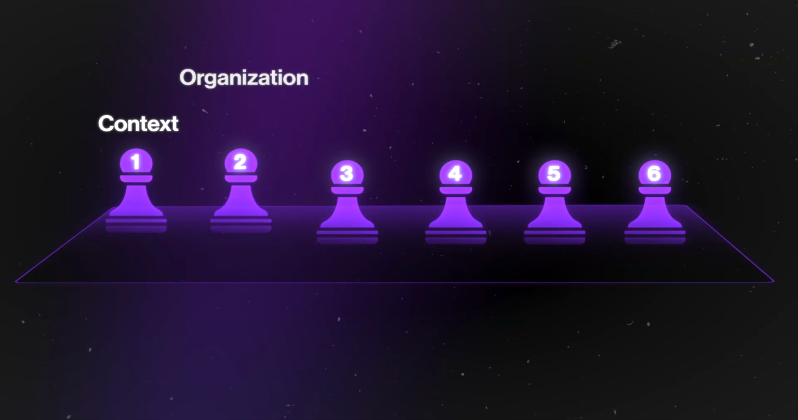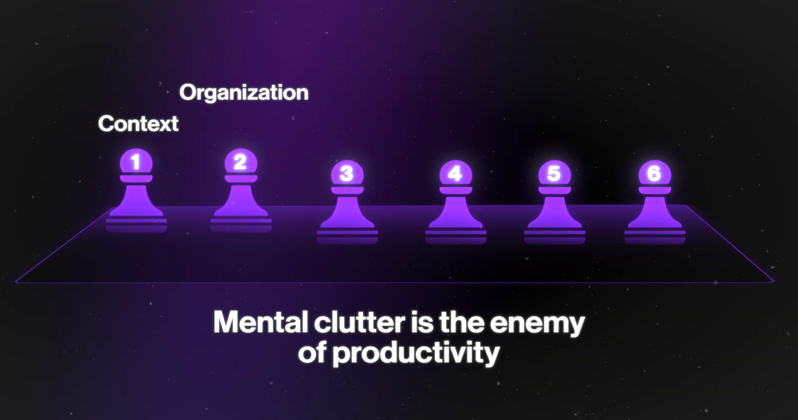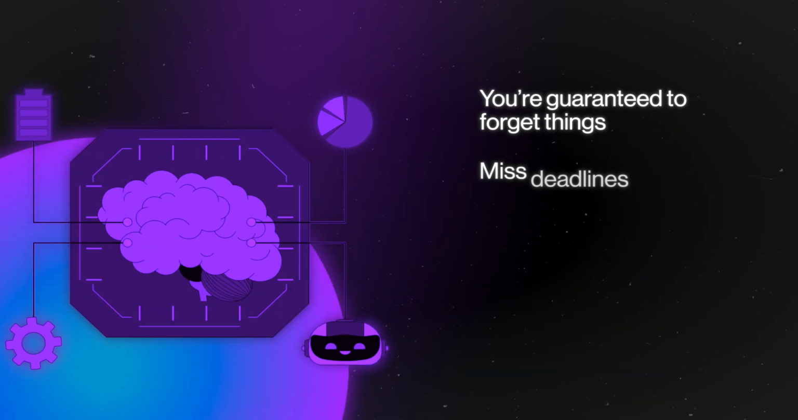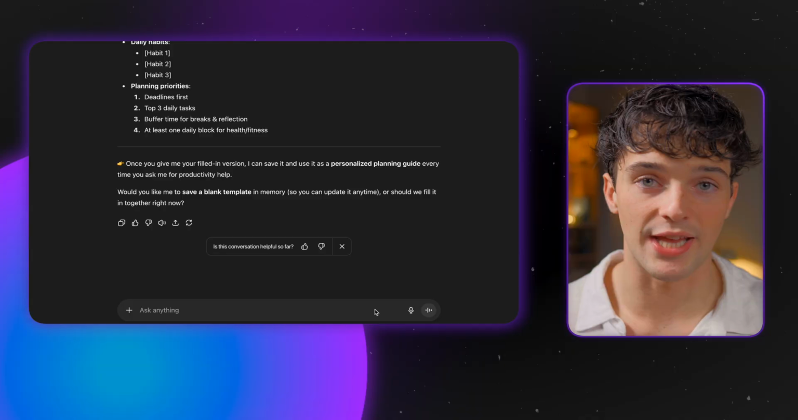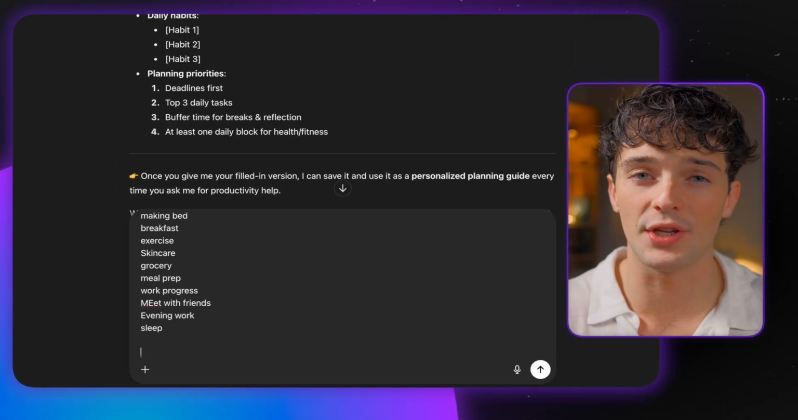Step number 2 is organization. Because the truth is, mental clutter is the enemy of productivity. If you're juggling everything inside your head, you're guaranteed to forget things and miss deadlines. You're also not gonna be as effective with the work you're putting in. So the next step is dumping all your random projects, to-dos, assignments, deadlines into ChatGPT and allowing it to organize them for you. So you just say, ChatGPT, here's my full list of tasks. Then you're gonna paste everything you wrote down.